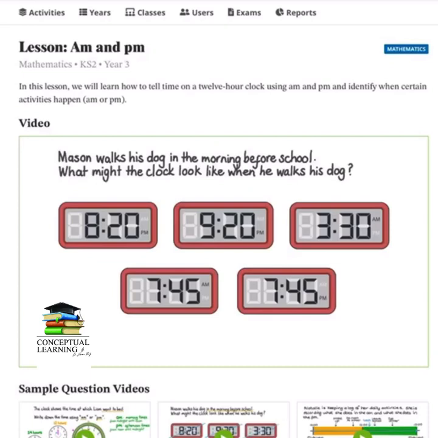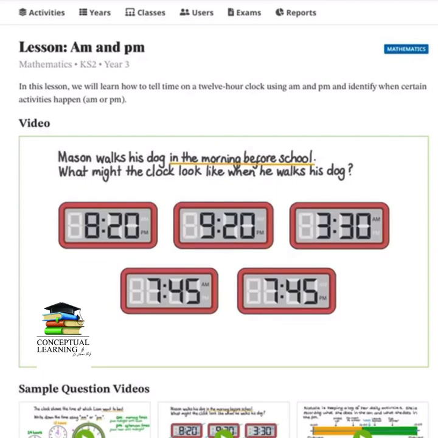This is a really interesting question because we're given as possible answers 5 different times on clocks. But our question only gives us one very small clue. We're told that Mason walks his dog in the morning before school. How can we use this to help us find the right answer?